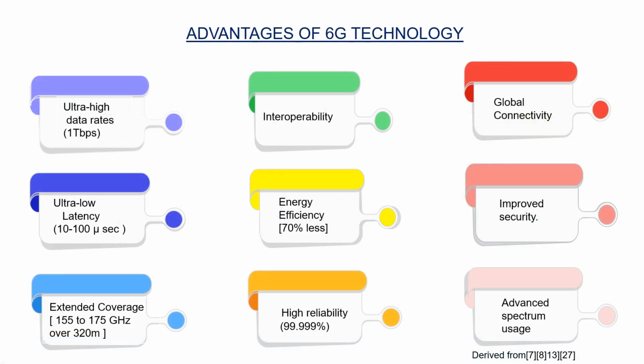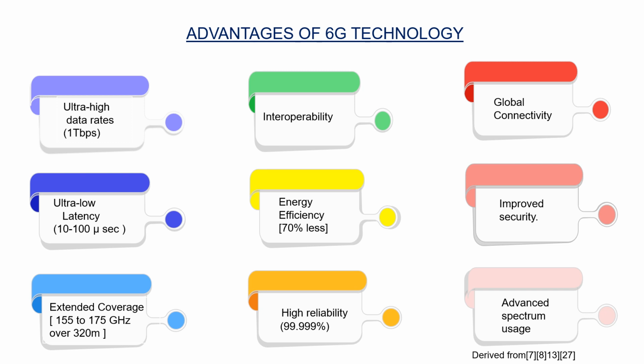Moving on to the advantages of 6G technology. The first one is the ultra high data rate, that is up to 1 terabit per second. Then the ultra low latency, less than 1 millisecond, that is about 10 to 100 microseconds. Extended coverage, 155 to 175 gigahertz over 320 meters.